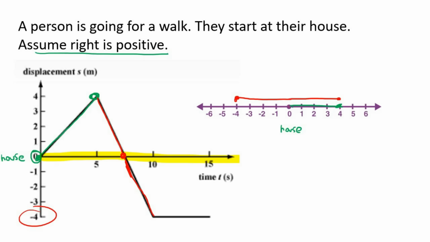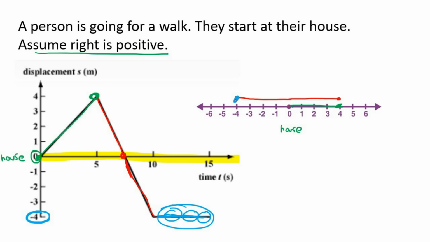Now, if you look at this part over here, they're not moving at all. Why do I say that? Because if you look, the distance from their house, the -4, it stays -4. Can you see that? So for that part over there, they are not moving, so they're staying exactly over there.